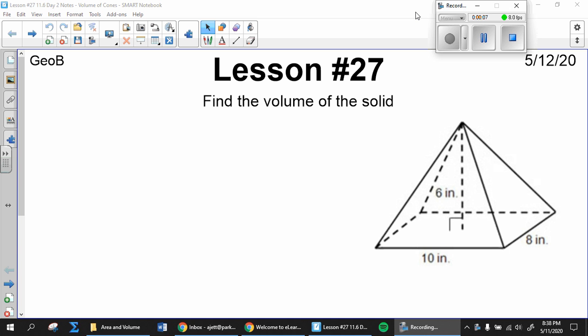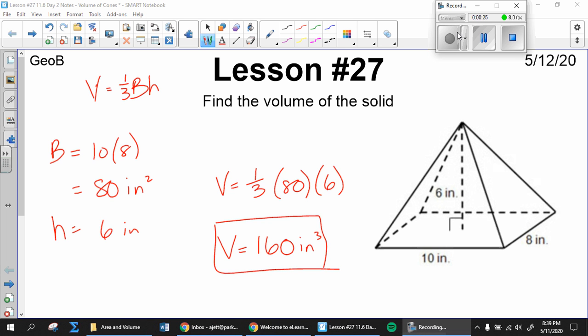This is volume of cones. Yesterday we looked at volume of pyramids, so today is very similar to that. To get started, I want you to work on this problem: find the volume of this pyramid. All right, so you should have got 160 inches cubed. Don't forget to divide by 3 or multiply by 1/3.